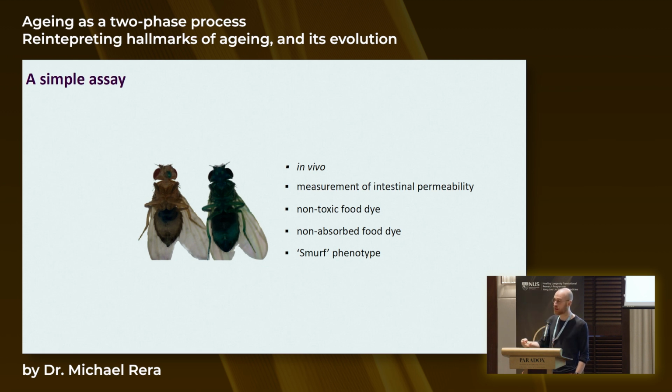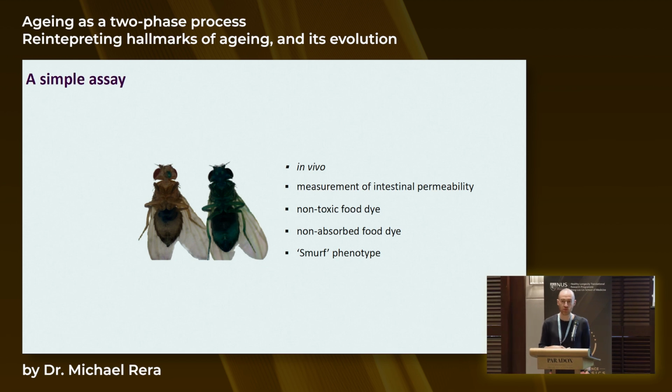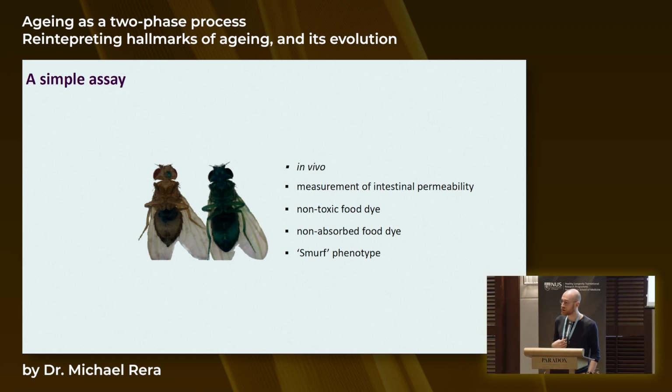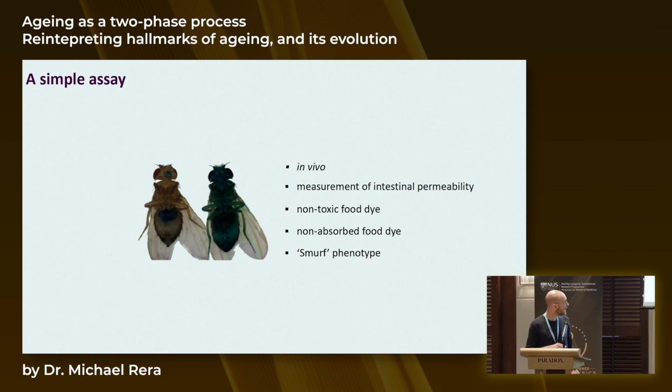So when you mix that dye to the food of the flies and feed them, normally you have this phenotype here where the blue dye is restricted to the gut of the flies, the whole digestive tract. And I dubbed Smurf phenotype for obvious reasons, this phenotype here where the fly becomes completely blue.